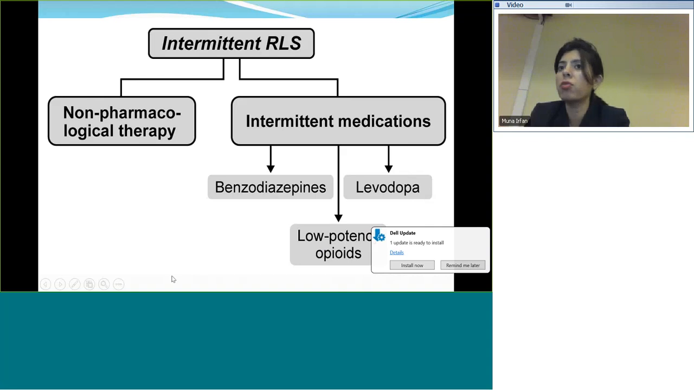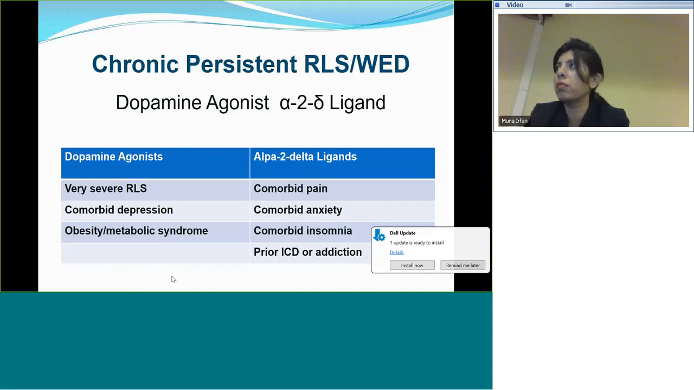I would first go down the route of the other ones that we talked about first. So how would you choose between dopamine agonist or the alpha-2-delta ligands? If the patient has very severe RLS, then dopamine agonist can be effective right away. That would be an indication that maybe they are so restless that we need to try to nip the evil right there.